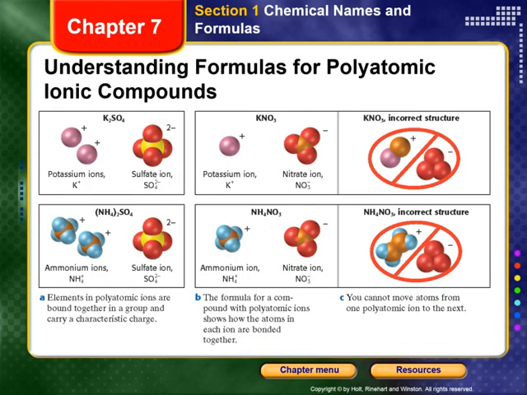But please remember, elements in polyatomic ions are bound together in a group and they carry a characteristic charge. So, for example, the sulfate polyatomic ion always has a -2 charge. The ammonium polyatomic ion always has a +1 charge. Also, the formula for a compound with polyatomic ions shows how the atoms in each ion are in fact bonded together. For example, KNO3, potassium nitrate, right? We are bonding the potassium to the nitrate as a whole. And so we are not bonding the potassium to the nitrogen, for example, and leaving the oxygens left over. Oh, no. We have to bond them all together as units.